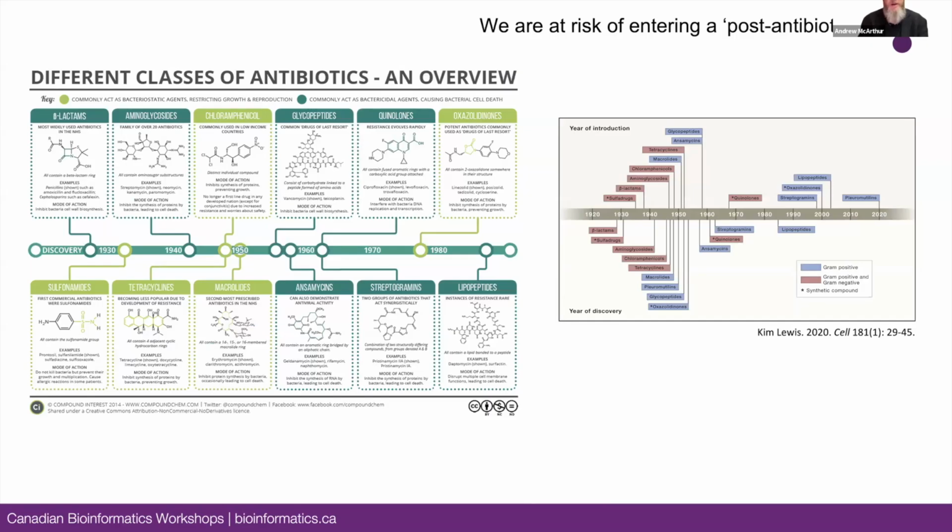And the reason that AMR is so difficult is the sheer diversity of chemistry involved. We've discovered a lot of interesting chemistry to use as antibiotics, as antimicrobials, either to slow the growth of bacteria or to kill them outright. But resistance has evolved to all of these. So we're not talking about one mechanism.